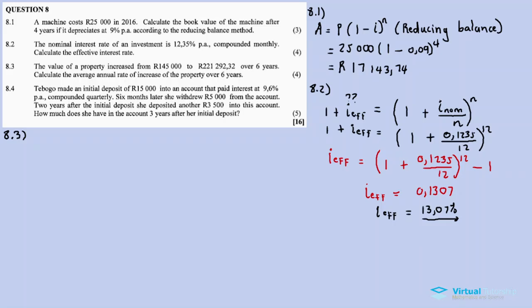So the accumulated amount is 221,292 and 32 cents, and then the present value, the purchasing price, we taking imali in the property yakho nga 145,000 rand. So we appreciate over isikhathi esingakanani for 6 years, and then sifuna calculator there the interest rate, the annual interest rate.